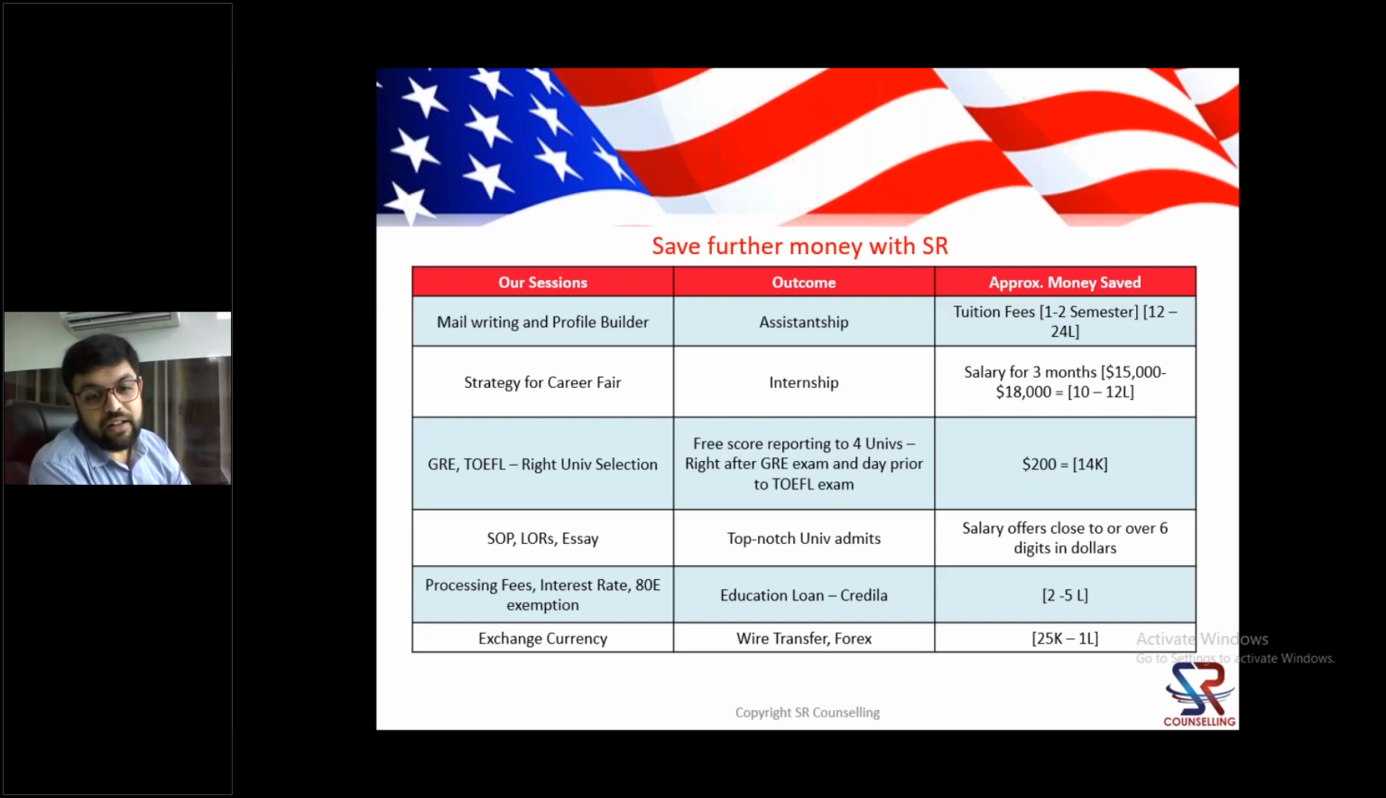Apart from that, Credila is a partner for education loans, and they have this 80 exemption where you can save a lot of money, and they can reduce your interest rate if you have a very strong profile and a good CIBIL score, and on our strong recommendation, you can easily end up saving over the span of a couple of years around 2 to 5 lakh rupees, and then exchange currency, etc. So this is how, apart from the entire application roadmap, we help you to save further money. That's where we are different.